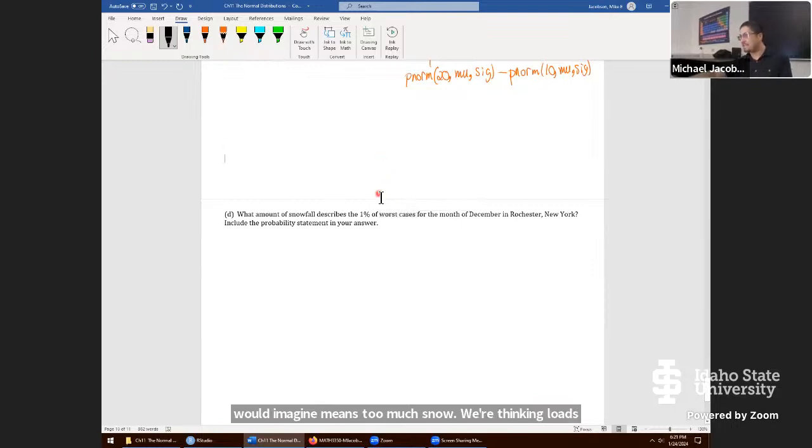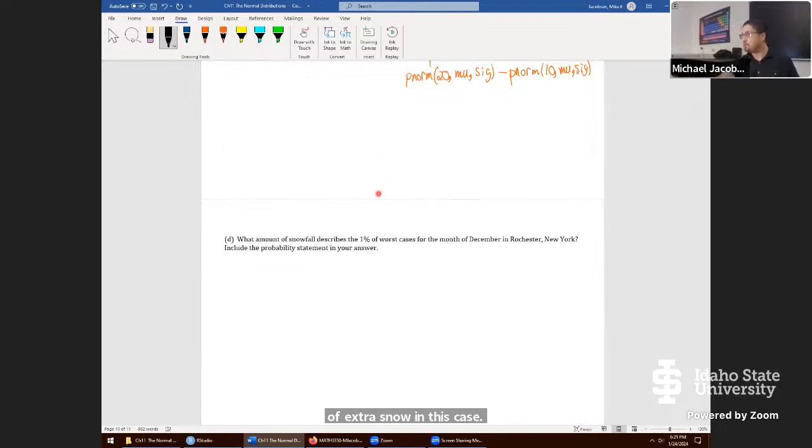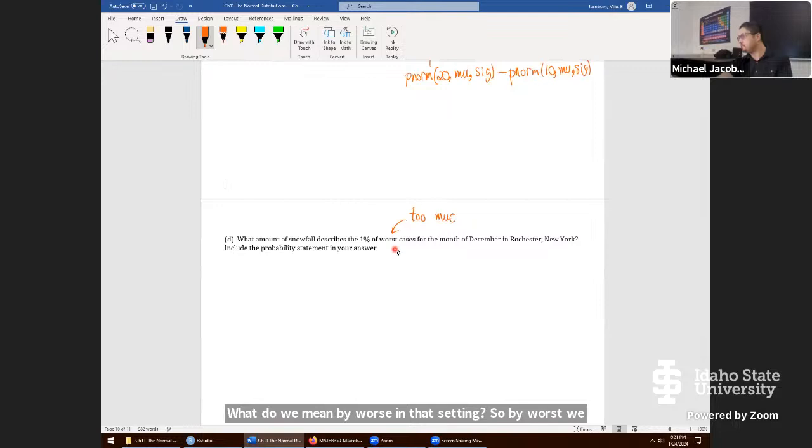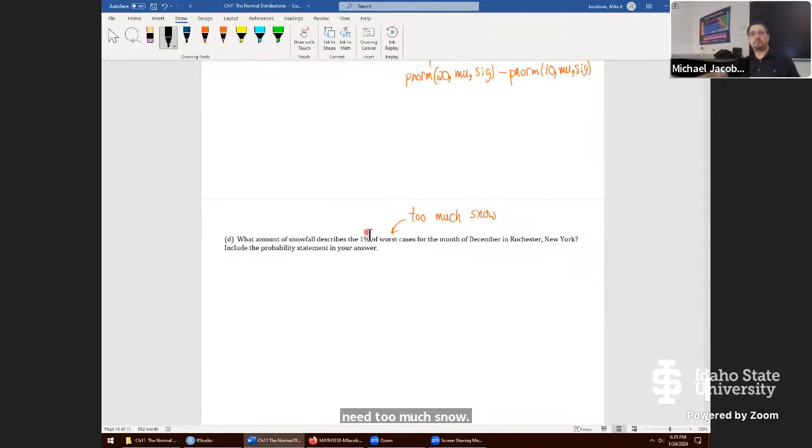Let's put in that description right here. If it was an exam question, I would put in that description just to make it clear, what do we mean by worst in that setting? So by worst, we mean too much snow. Let's give this a try. Maybe the first thing we can do is put down the graph first. The probability statement might be a little bit tricky for these qnorm type problems.